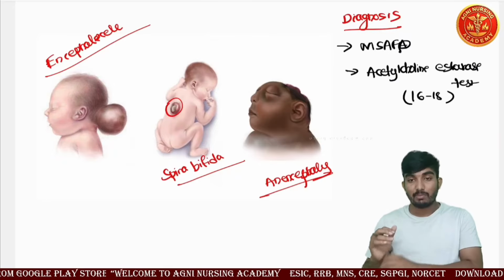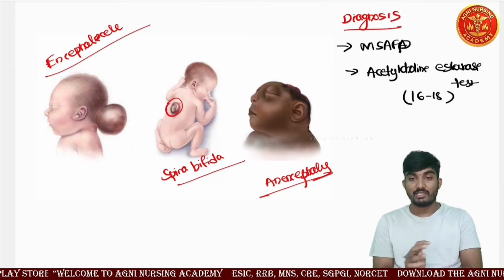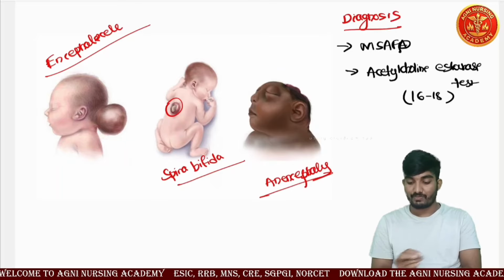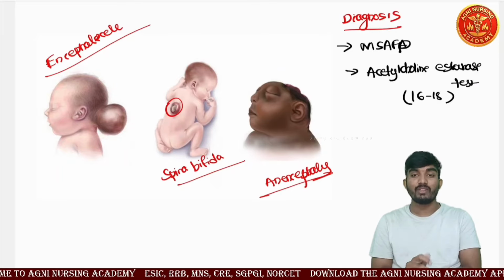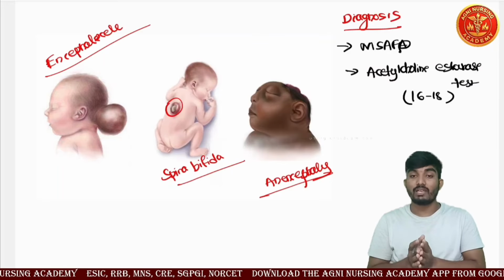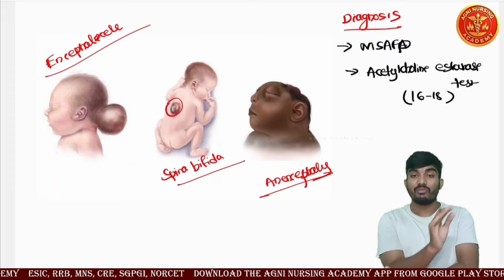If the level is present, it means neural tube defect. If acetylcholine esterase is absent in the amniotic fluid, that is a normal finding. These tests are done for identification in the antenatal mother. In the postnatal mother, we do a physical examination, and by physical examination also we can observe.